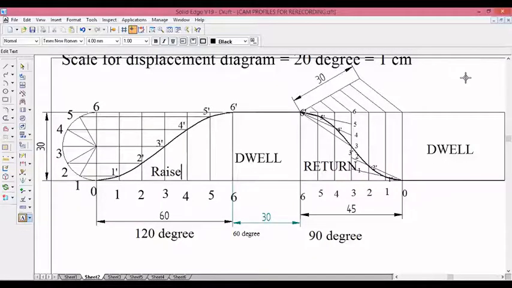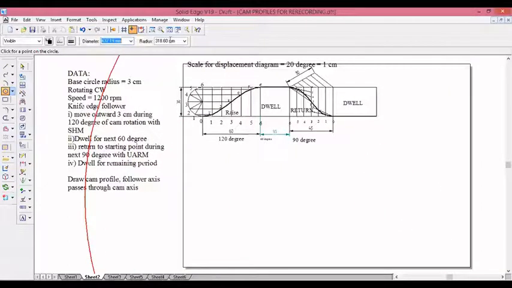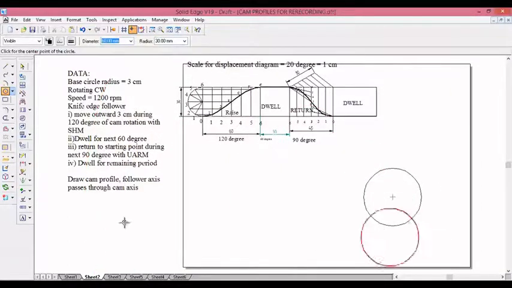Rise, right? So this completes the displacement diagram. Let's move on to the cam profile. So for the cam profile, the base circle diameter is 3 centimeter. So draw a 3 centimeter radius circle. Radius is 30 mm. So this is the circle.